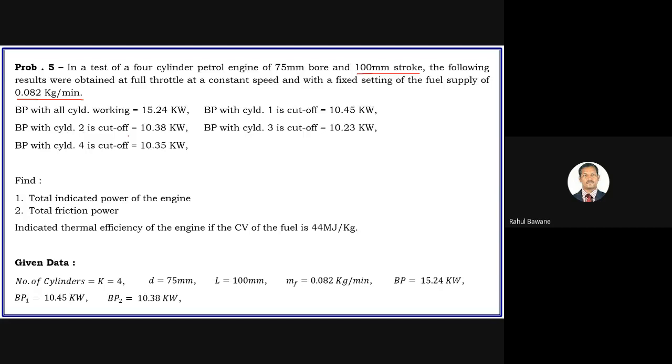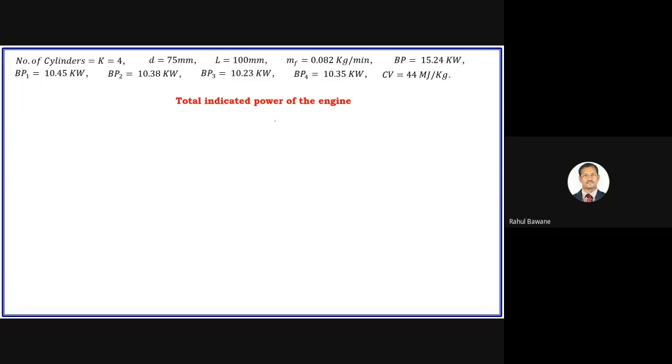When the second cylinder is cut off, that means the first, third and fourth cylinders are working. Brake power when the third cylinder is cut off, that means first, second and fourth are working, and brake power when the fourth cylinder is cut off, that means the previous 1, 2 and 3 cylinders are working. And we have to find out the total indicated power of the engine, total friction power, and indicated thermal efficiency of the engine if CV is given. So the calorific value of fuel is given as 44 megajoule per kg. Now, the total indicated power of the engine by using the Morse test, obviously.